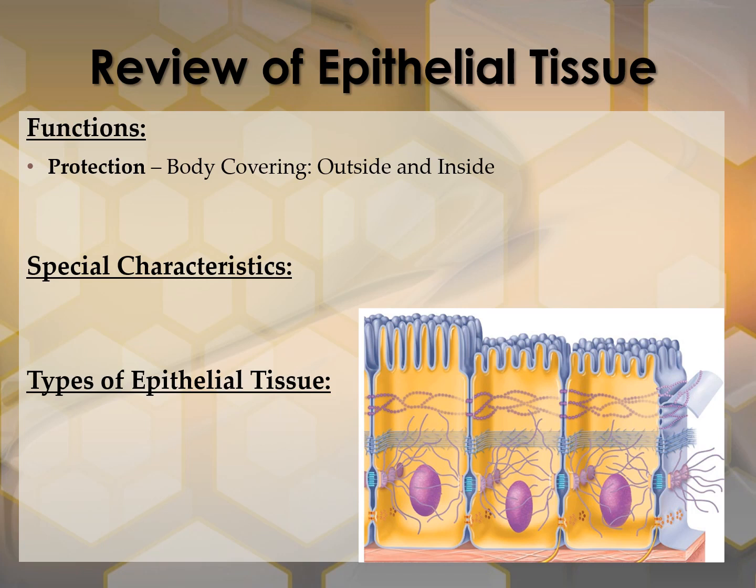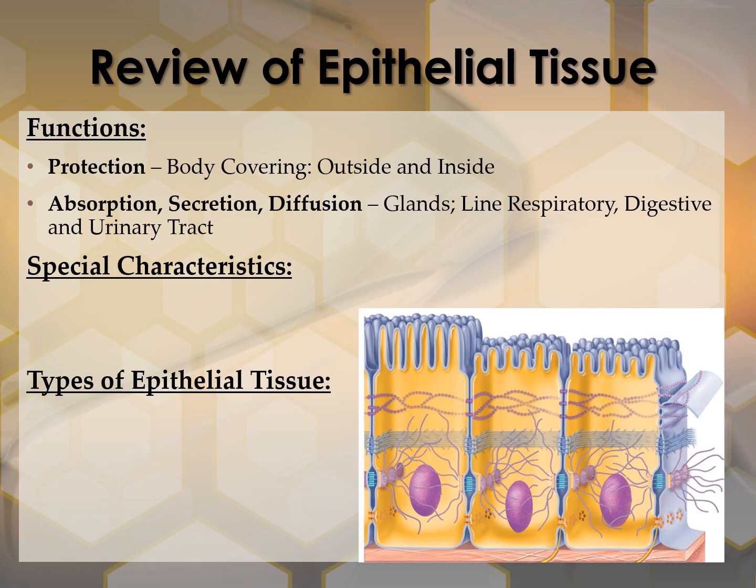So hopefully you were able to pause the video and maybe come up with these answers on your own. So what are some functions? Well, we said a big one is protection. It's going to protect the body coverings, either inside or outside. We see it do some absorption, secretion, diffusion, just depending on where it is in the body and what it's lining. So whether it's a gland for secretion, respiratory system for diffusion, and then absorption and secretion in the digestive and urinary tracts.